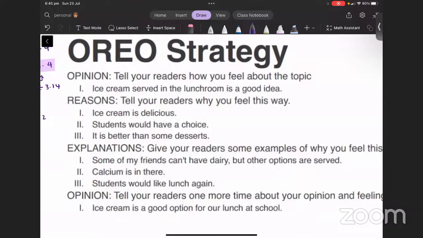One of the ways you can order your body paragraph is using OREO. First you say what your opinion is. That's like your topic sentence. Then you give your reasons, that's like your evidence. Then you explain why your evidence is important to your point and why it supports your point. And finally you state your opinion again, where you reiterate why what you said was important and why it's good. You really just seal the deal.